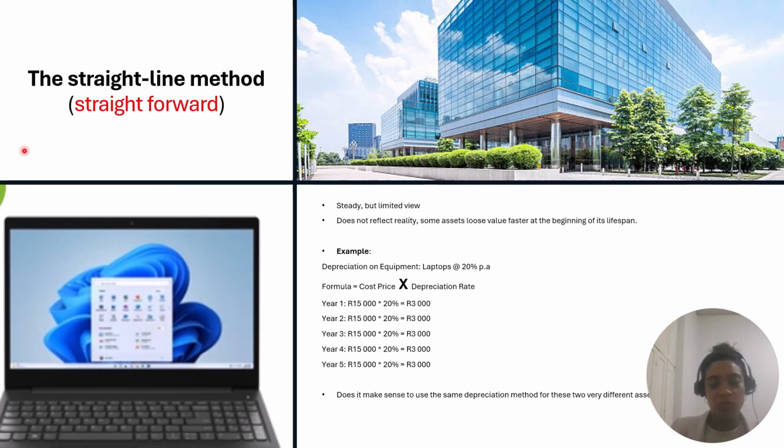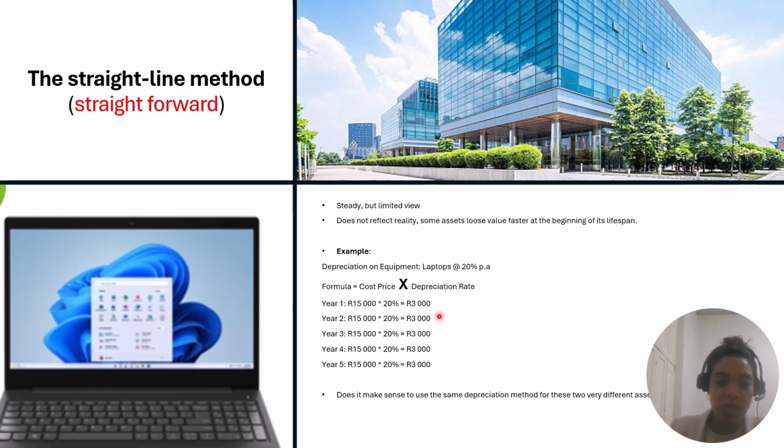Okay, so let's quickly look at the straight line method. So you can tell me anything about the straight line method. Yes, of course, it is straightforward and it is also steady, but it has a limited view, as we have just mentioned. It does not reflect reality.